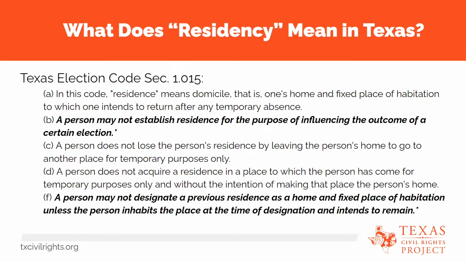That's Texas Election Code section 1.015. We're going to go through this subsection by subsection. So A, in this code, residence means domicile. That is one's home and fixed place of habitation to which one intends to return after any temporary absence. B, a person may not establish residence for the purpose of influencing the outcome of a certain election.